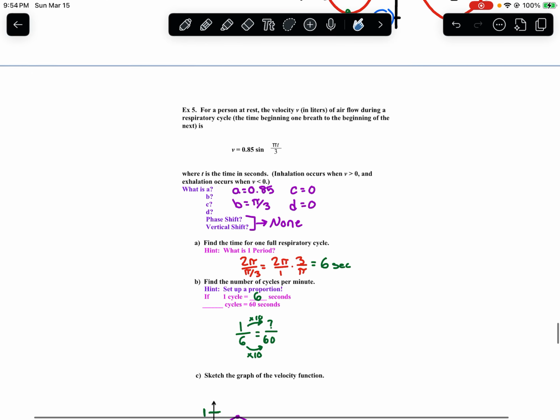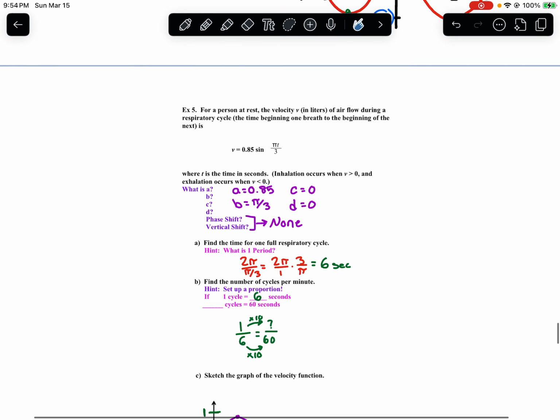So we got a person at rest. The velocity v in liters of airflow during a respiratory cycle is v equals 0.85 sine of pi t over 3, where t is the time in seconds. Inhalation occurs when v is greater than 0, and exhalation occurs when v is less than 0.